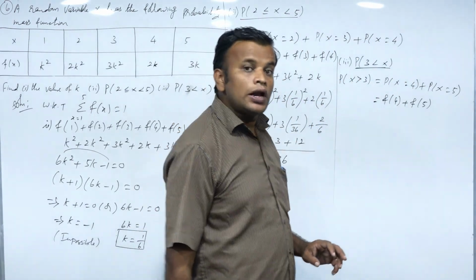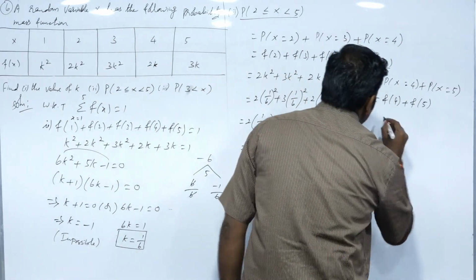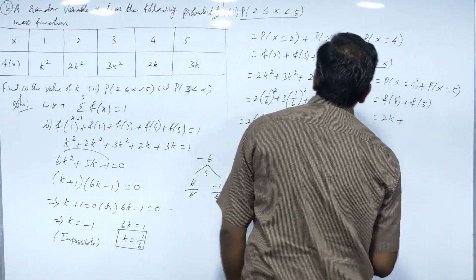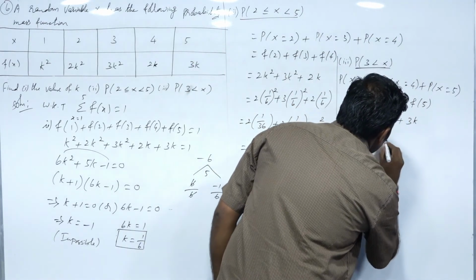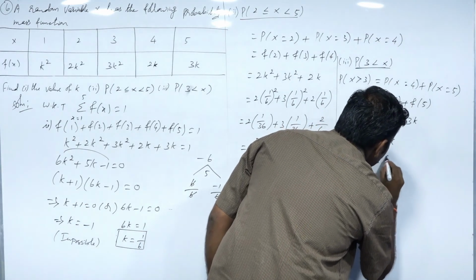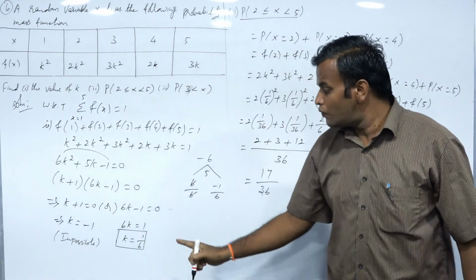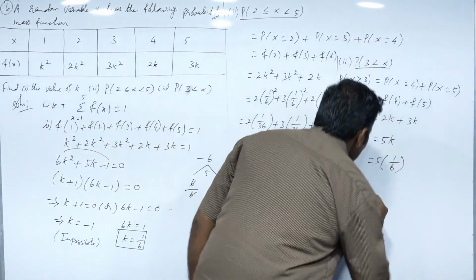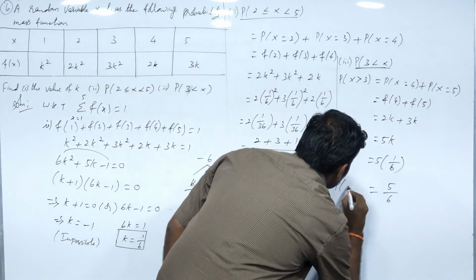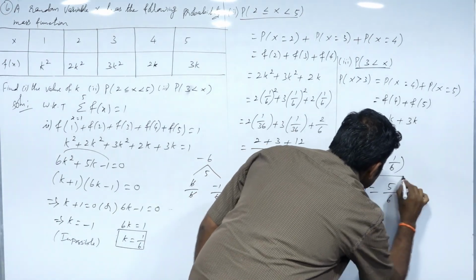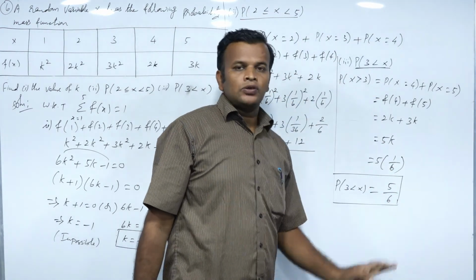So f of 4, what is the value of f of 4? It is given. When x is 4, f of 4 value is 2k. Plus, when x is 5, f of 5 value is 3k. To add, we get 5k. 5 of, we already found the value of k. 5 of, the value of k is 1 by 6. So the required probability value is 5 by 6. So P of 3 less than x, or we write P of x is greater than 3, the value is 5 by 6.